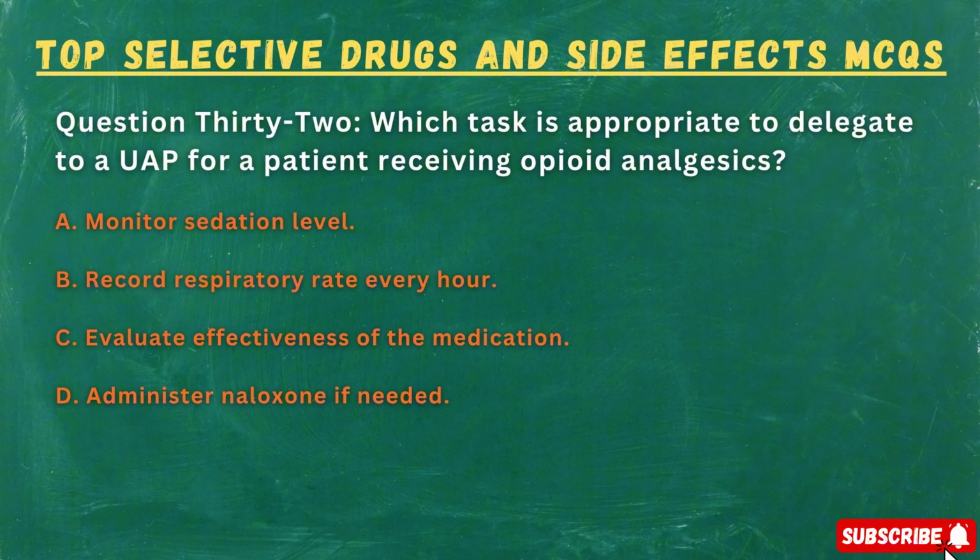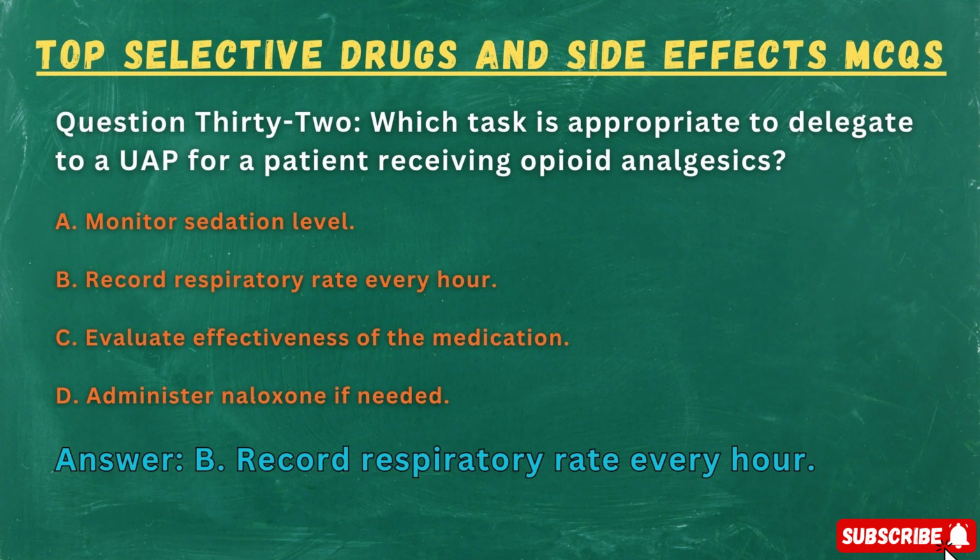Question 32. Which task is appropriate to delegate to a UAP for a patient receiving opioid analgesics? A. Monitor sedation level. B. Record respiratory rate every hour. C. Evaluate effectiveness of the medication. D. Administer naloxone if needed. Answer: B. Record respiratory rate every hour.